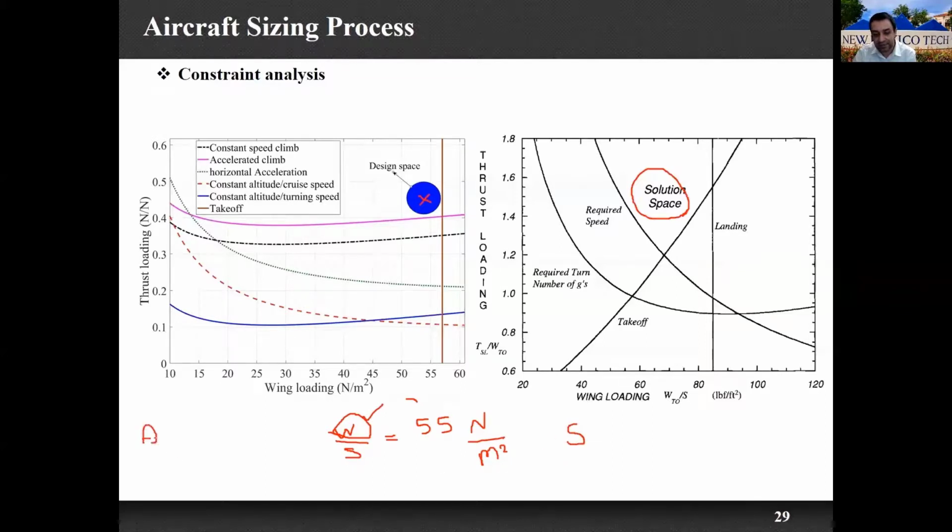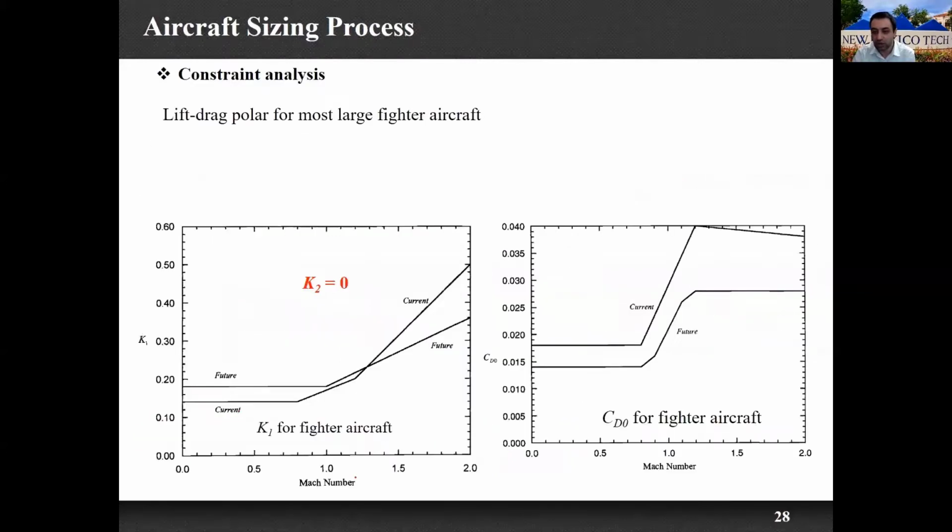I had the aspect ratio value, which was wingspan squared divided by surface area. I had this aspect ratio value, and I found my S from here. So if I find S here, I can easily find my b. This is something exactly I showed you in the flow chart.